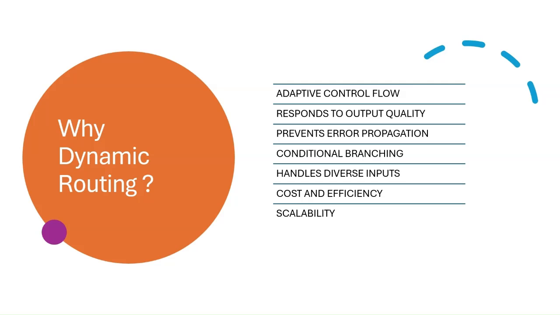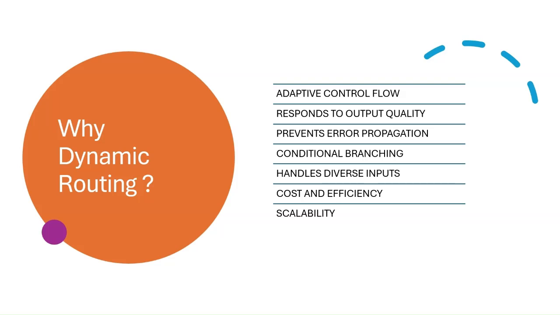Now, why dynamic routing? Dynamic routing enables adaptive control flow, allowing agents to choose the best execution path based on the current context and task requirements. It improves response quality by evaluating intermediate outputs and dynamically selecting the next appropriate action or agent. Dynamic routing helps prevent error propagation by detecting failures early. It is mostly the functional error or the business logic that we are going to incorporate, redirecting the flow to the fallback step, validation, or human review.